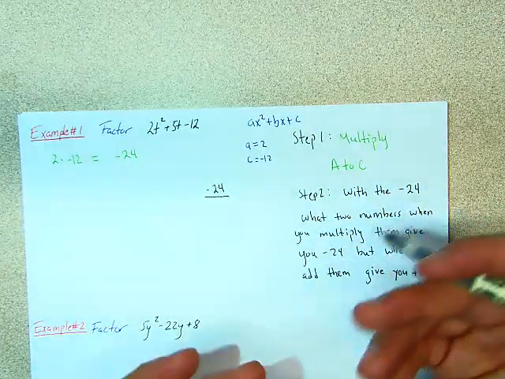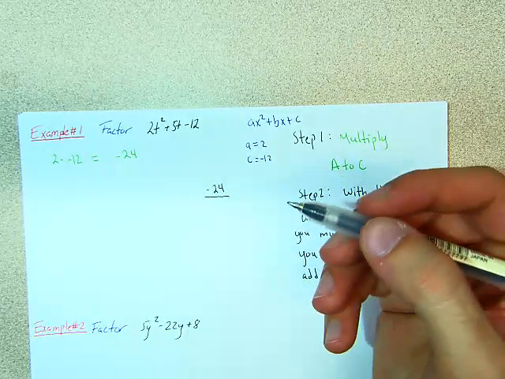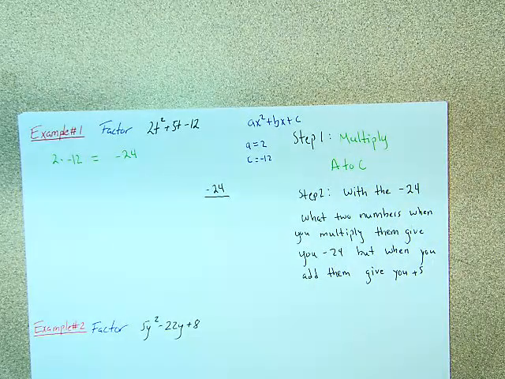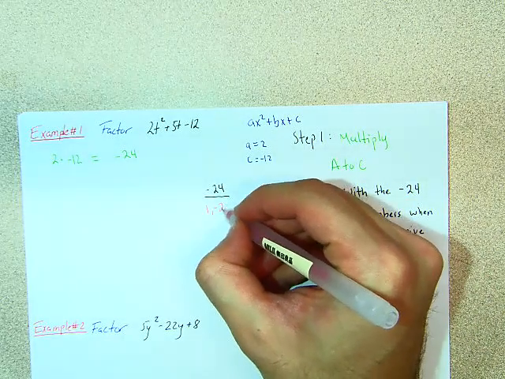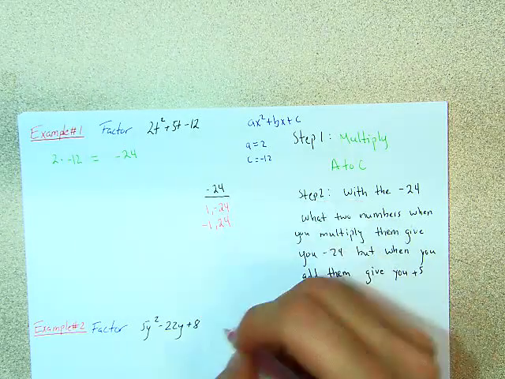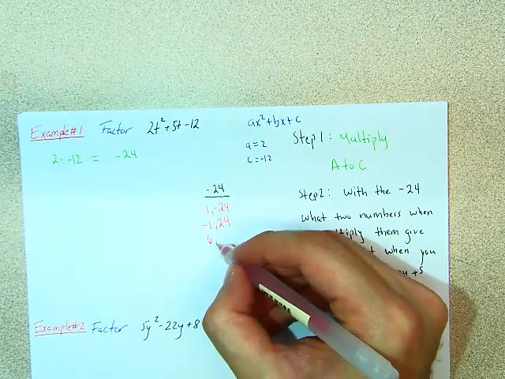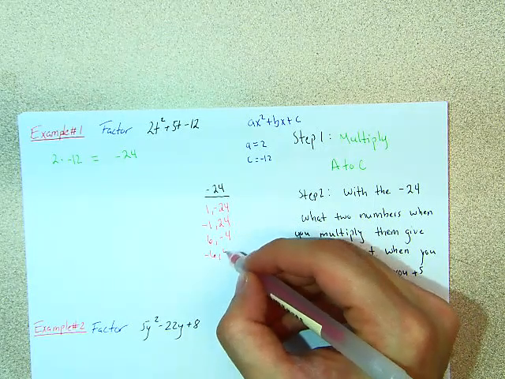You've got to go through all of them and see which combination, when you add them, gives you 5. So let's see, how can you get negative 24? You could do 1 times negative 24. You could do negative 1 times 24. You can do 6 times negative 4, or negative 6 times 4.